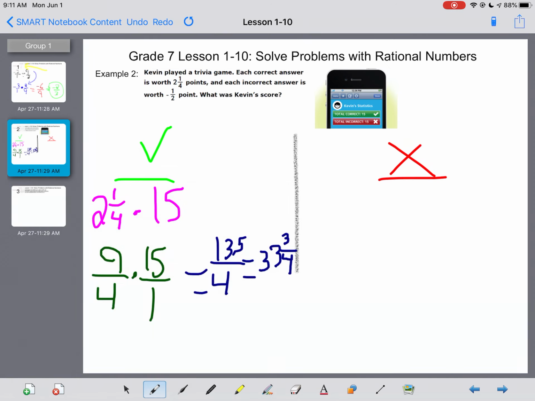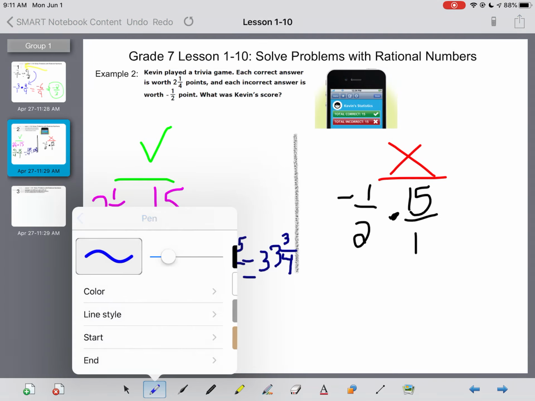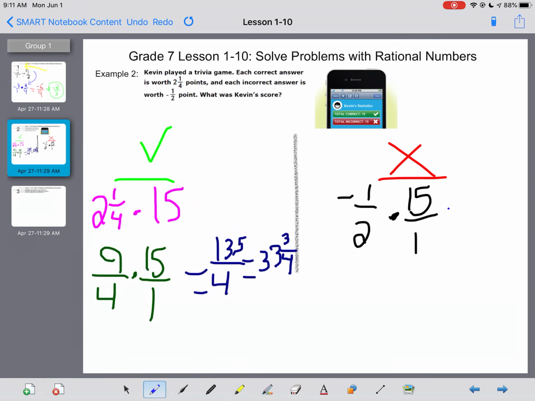So he got 15 questions wrong, and each one he loses half a point, which is the same as negative 1/2. So I just need to do negative 1/2 times 15 to see how many points he lost. So let's do negative 1 times 15. Okay, that should be negative 15. 2 times 1, that's 2. So let's just simplify this.